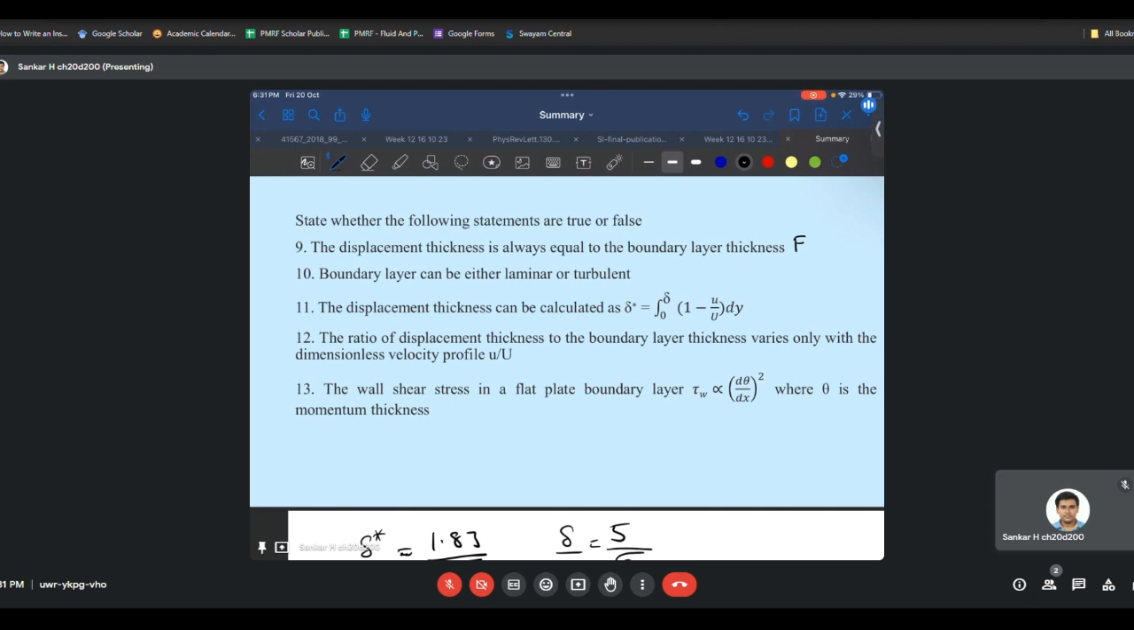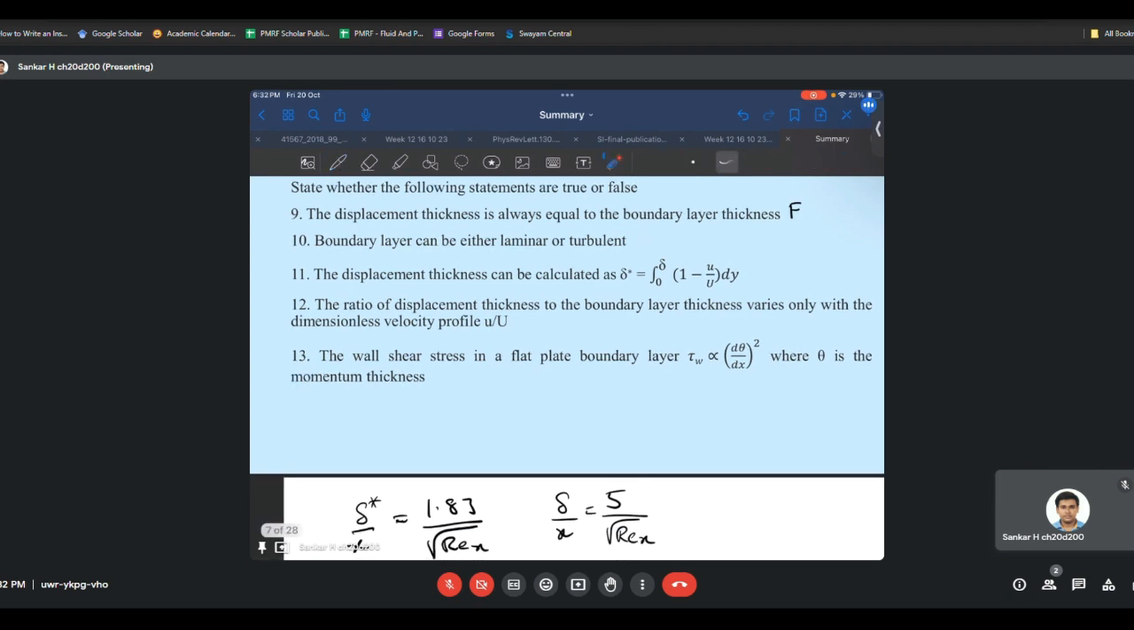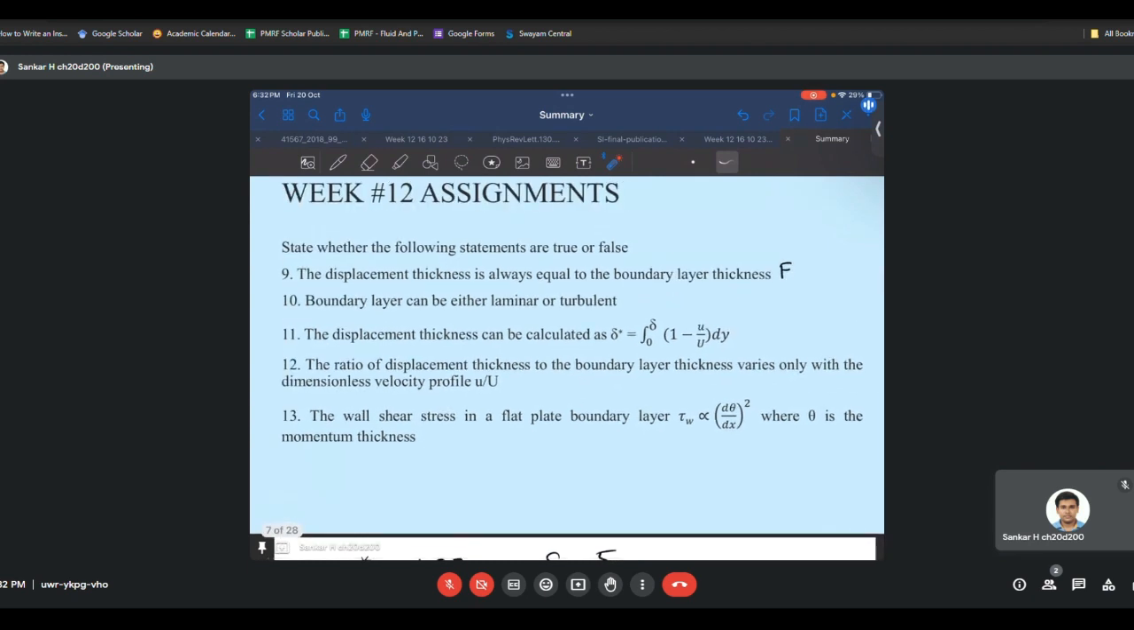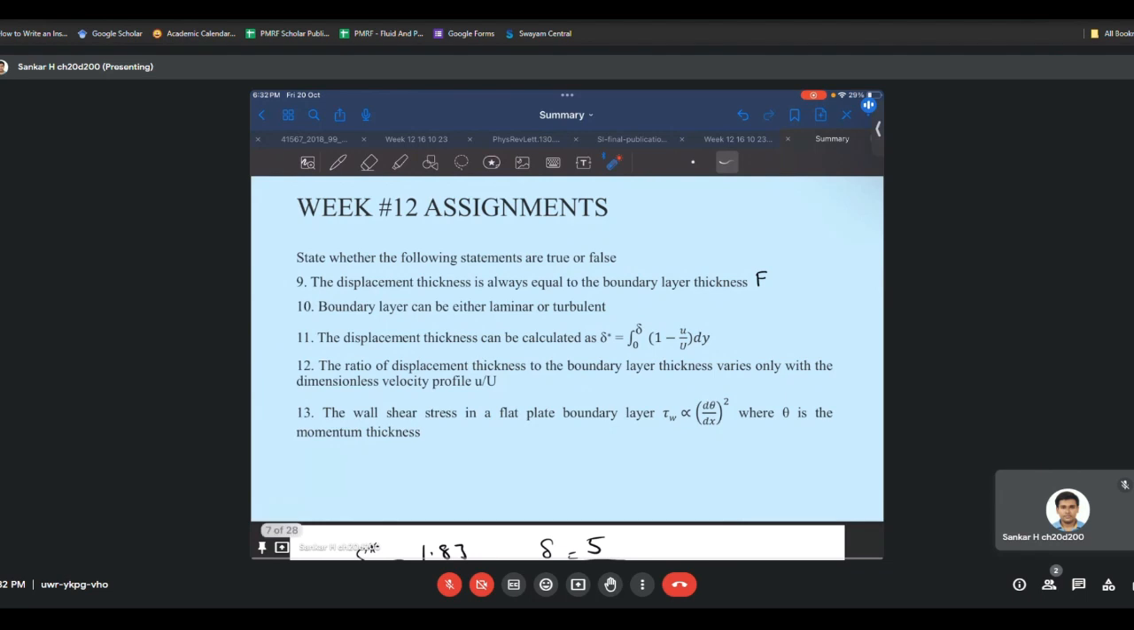Okay, question number 10. The boundary layer can either be laminar or turbulent. When the discussion was going on in class, the Reynolds number was taken into account, but we never spoke about the condition in which the flow occurs through the boundary layer, and therefore the boundary layer can be either laminar or turbulent. This statement is therefore true.